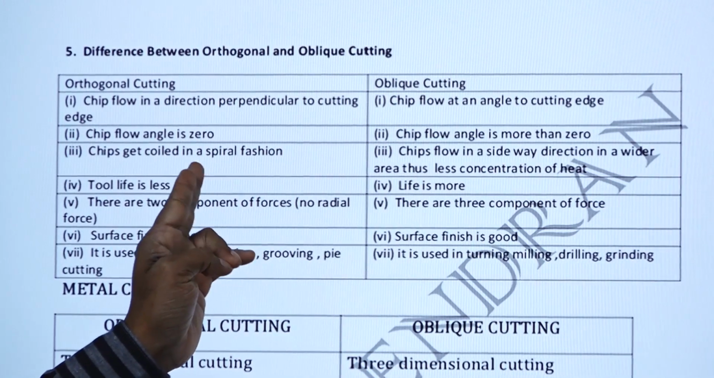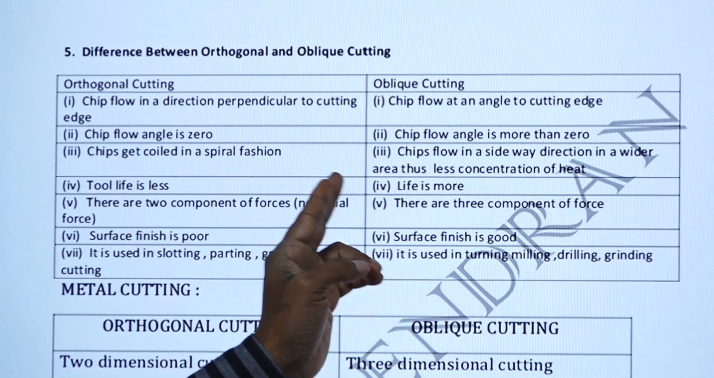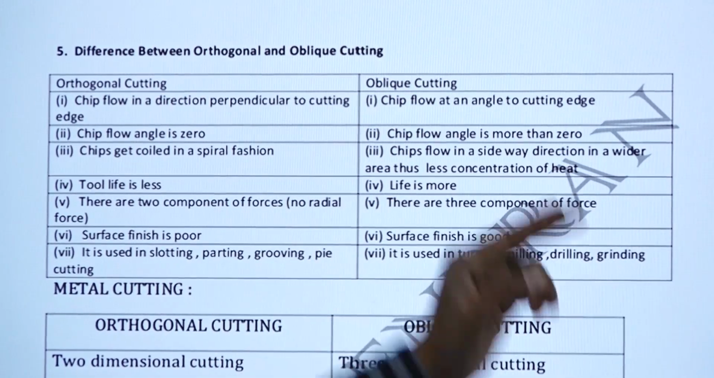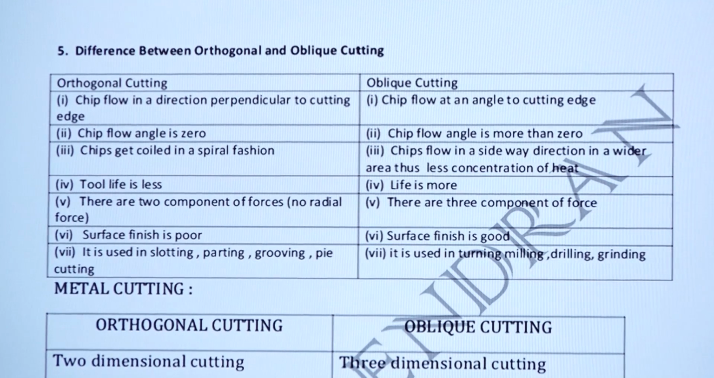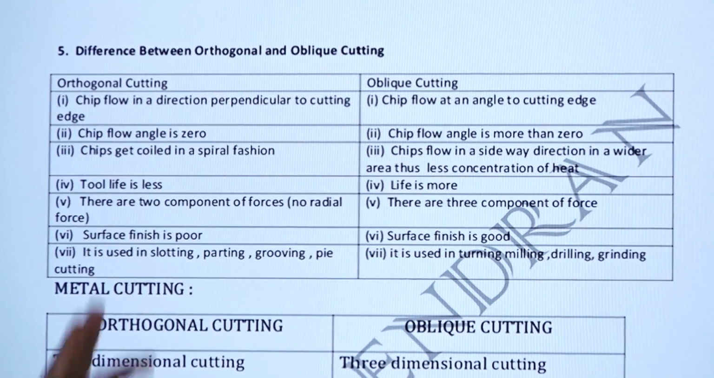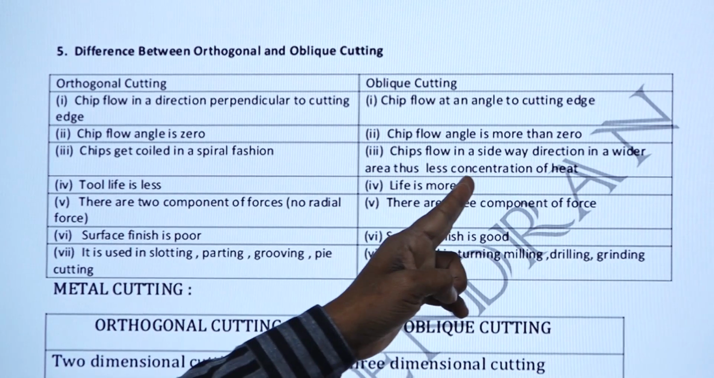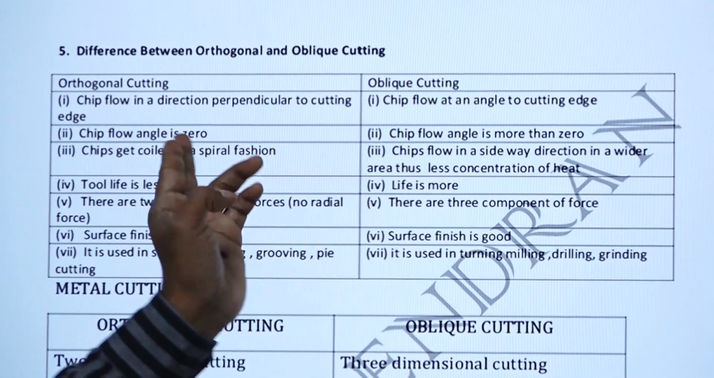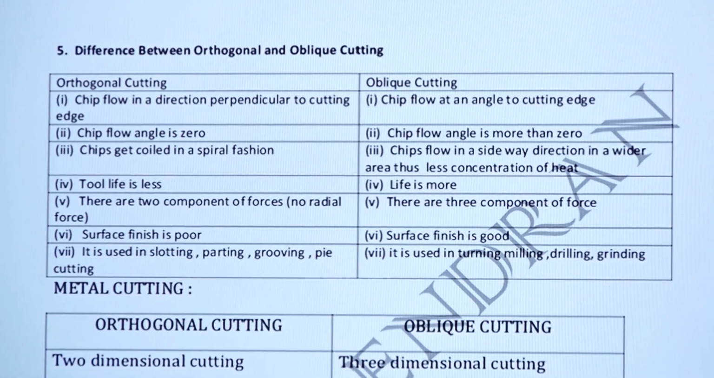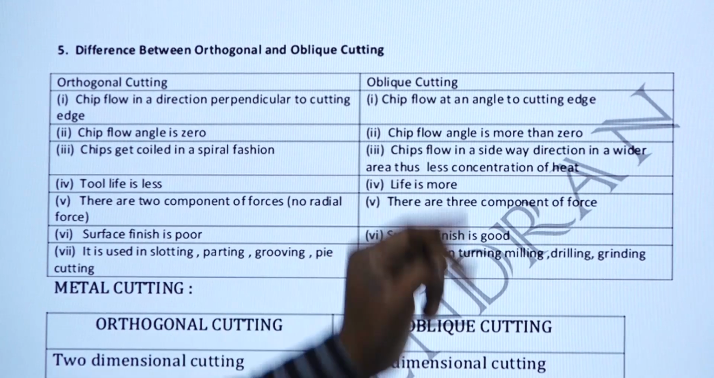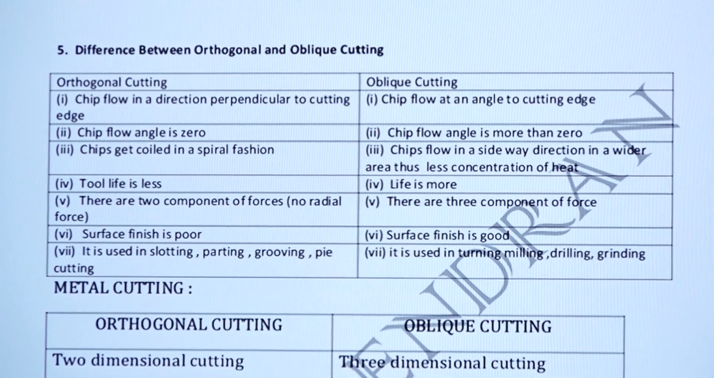In orthogonal cutting, the chip gets coiled in a spiral fashion. In oblique cutting, the chip flows in the sideways direction. In orthogonal cutting, the chip flow angle is 0. In oblique cutting, the chip flow angle is more than 0.